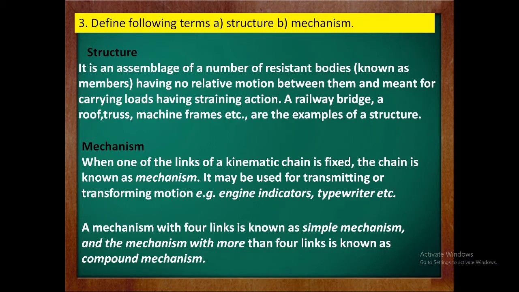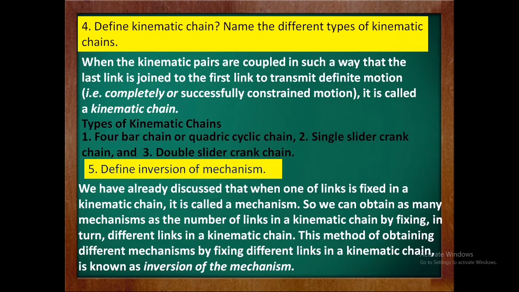Next, mechanism. When one of the links of a kinematic chain is fixed, the chain is known as a mechanism. It may be used for transmitting or transforming motion. For example, engine indicators, typewriters, etc. A mechanism with four links is known as a simple mechanism, and a mechanism with more than four links is known as a compound mechanism.